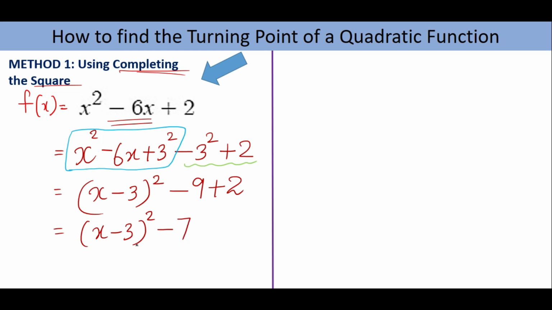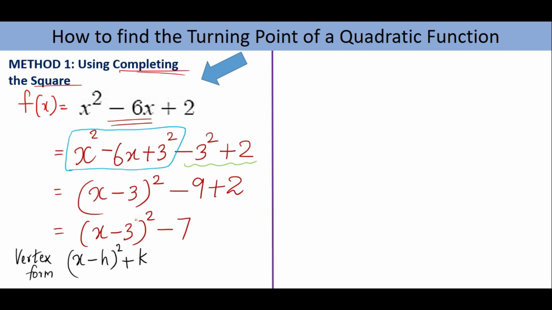After finding your answer in this form, you have to compare it with the vertex form of the quadratic function, which is x minus h the whole square plus k.